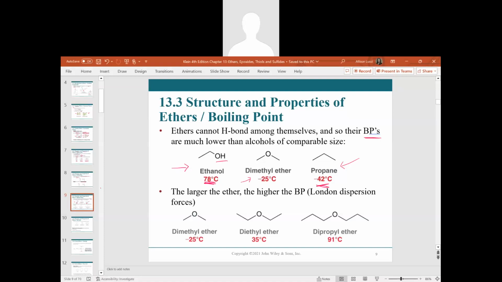And we can also see this here with a trend with the increase in size of ether. So again, those London dispersion forces are present, and the larger our ether, the larger the molecule, the larger these alkyl groups, the higher its boiling point because of those London dispersion forces. So we can see that a dipropyl ether is almost as high as water. It's about 91 degrees Celsius versus a much smaller ether, dimethyl ether, has a boiling point around -25 Celsius.